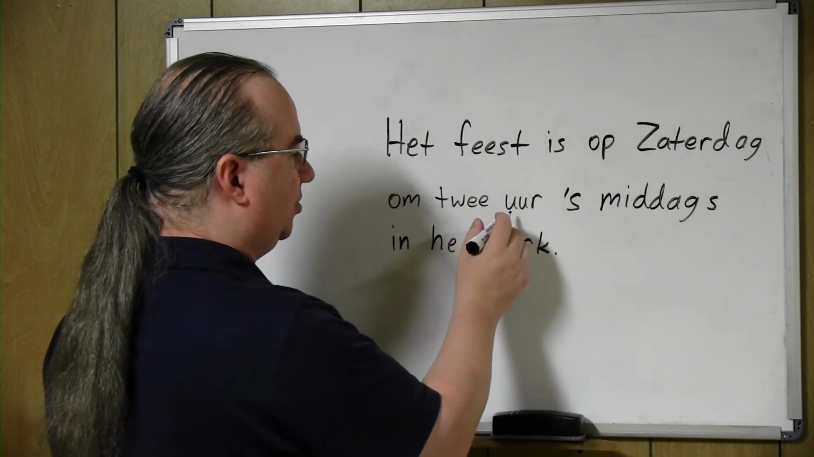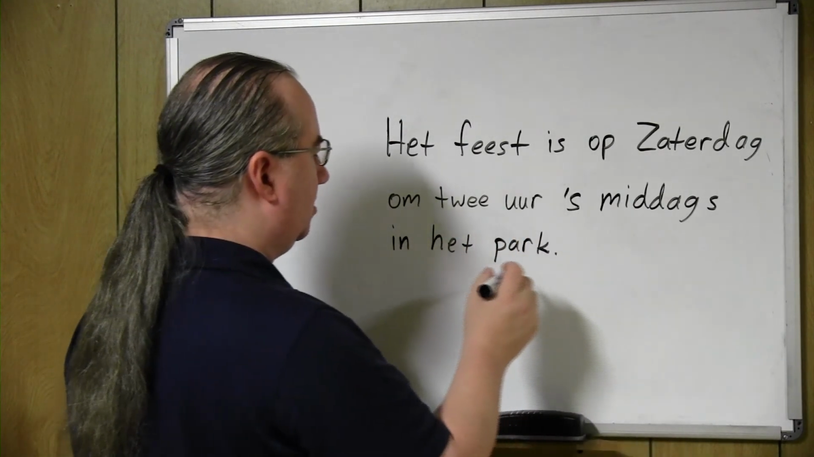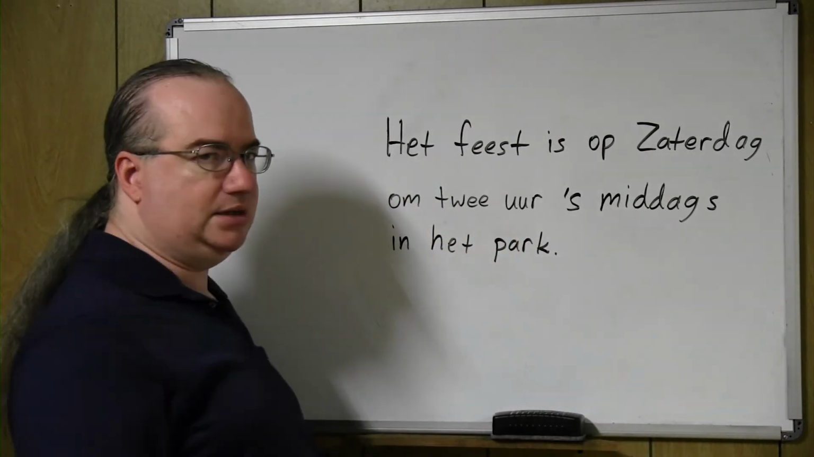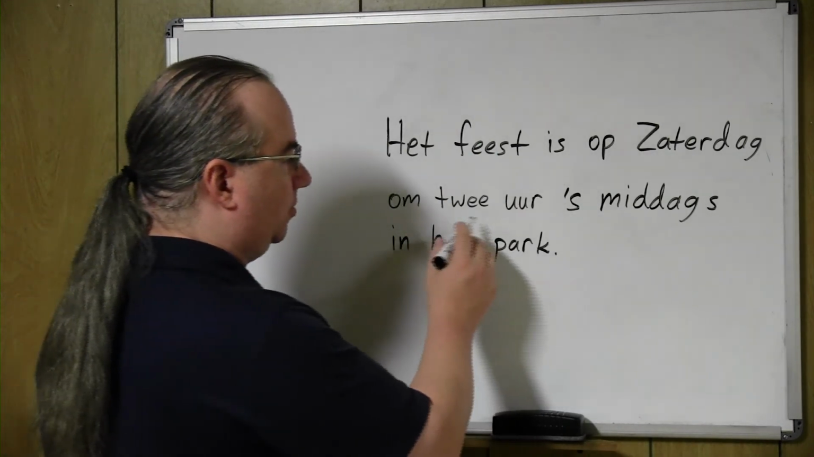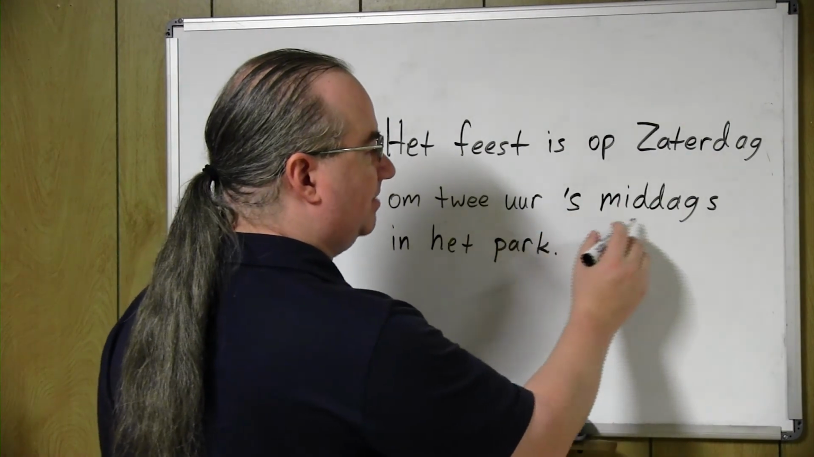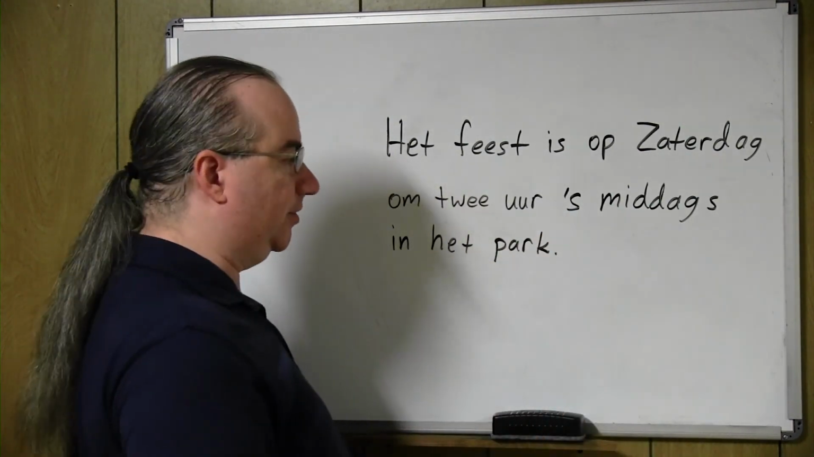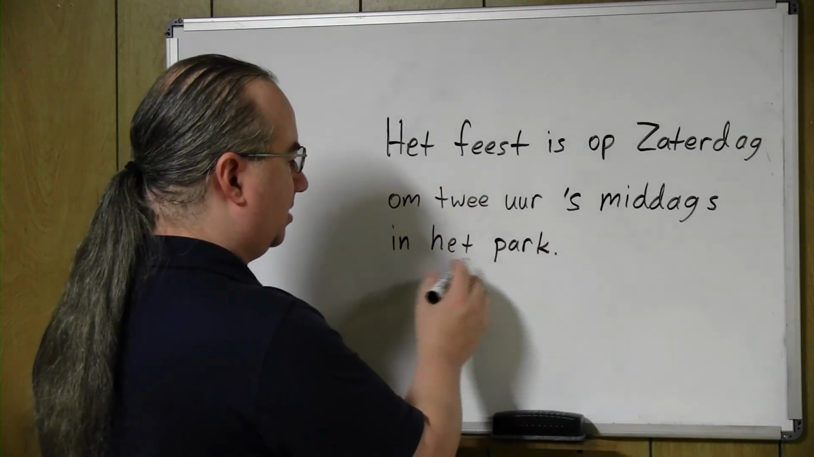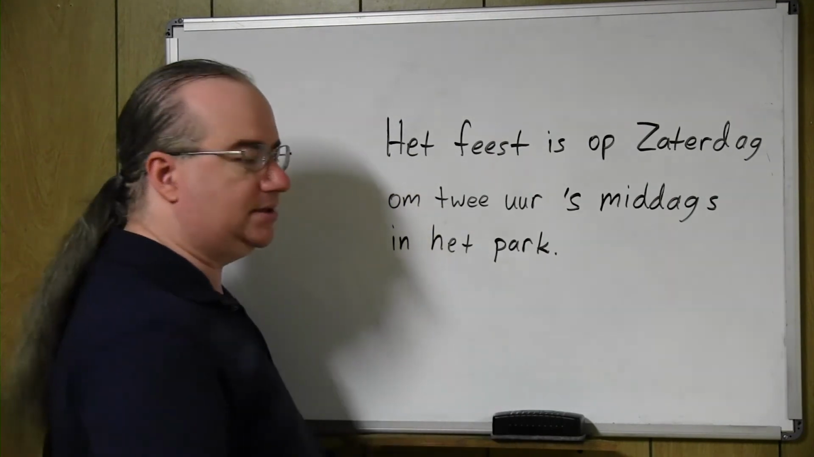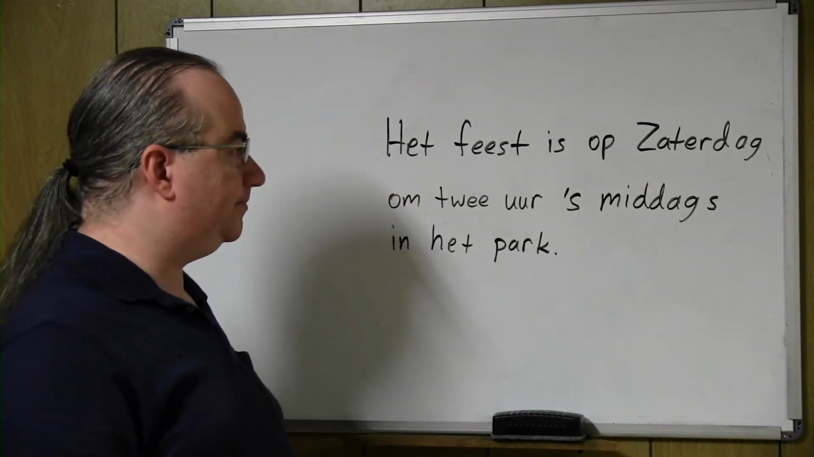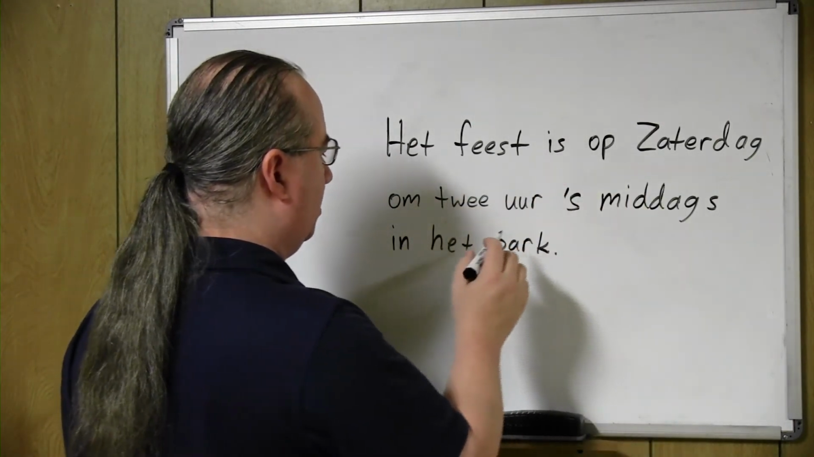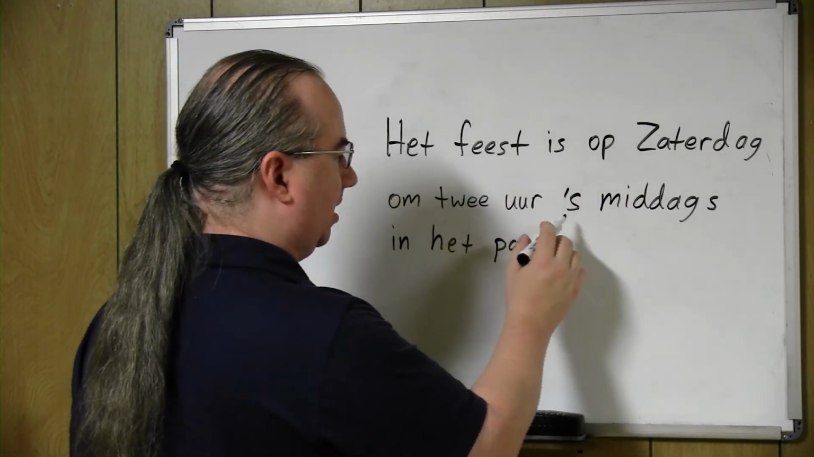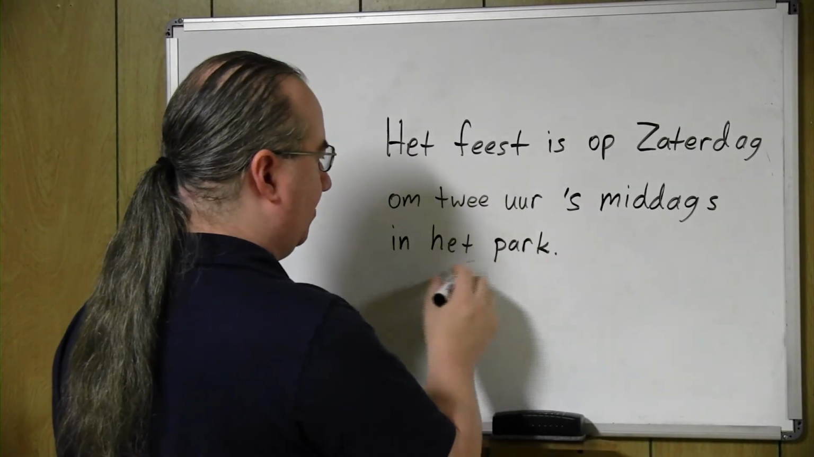Om 2 uur 's middags. Now, om means at when you're talking about time. 2 o'clock, remember 's middags means in the afternoon. In het park. Park is the same word that we have in English. So, the party is on Saturday at 2 o'clock in the afternoon in the park.